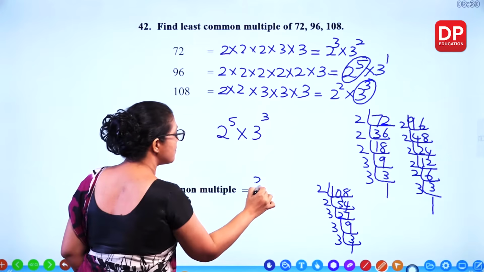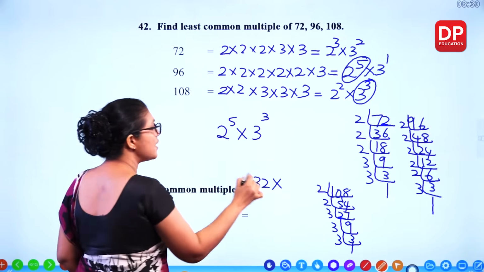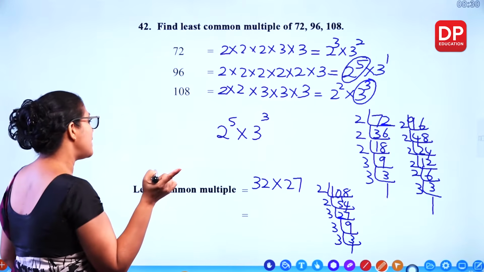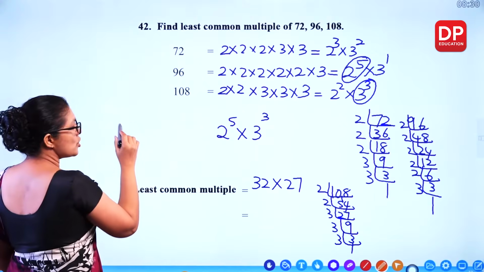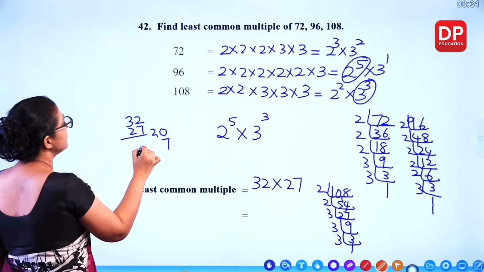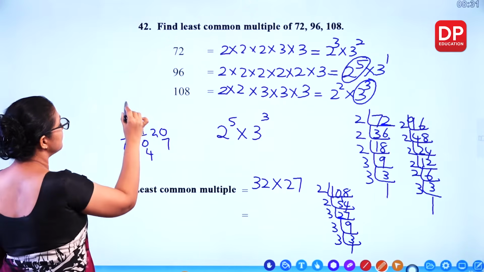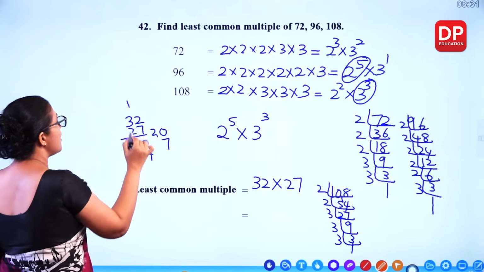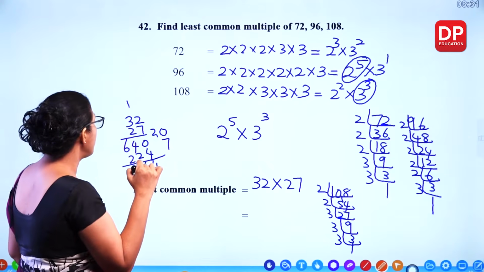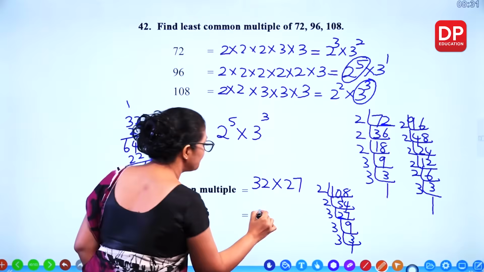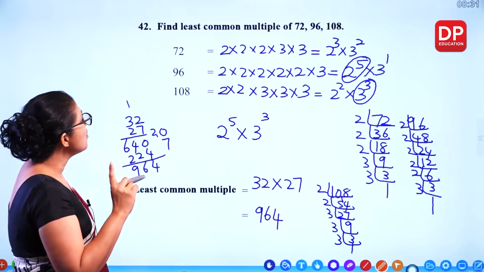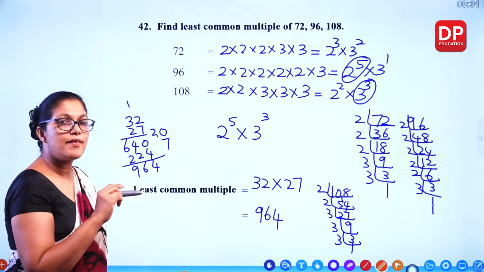2 to the power 5, 32. 3 to the power 3, 3 times 3 times 3, 27. Now when you multiply these two, what do you get? 32 into 27. 20 and 7. 21 plus 1, 22. When you add it, 964. So the least common multiple of 72, 96, 108 is 964.